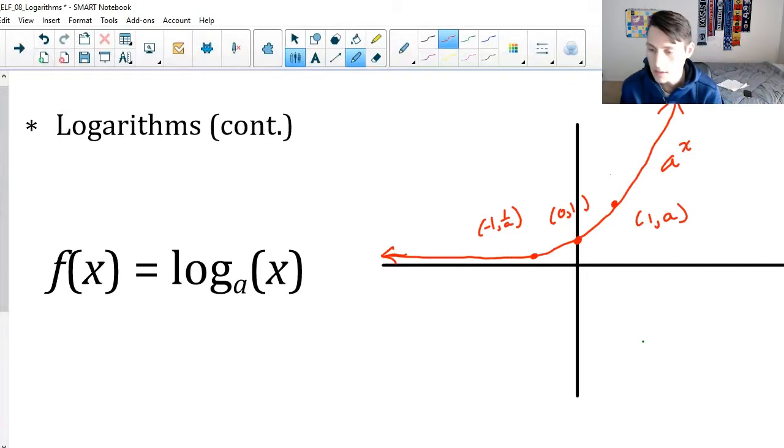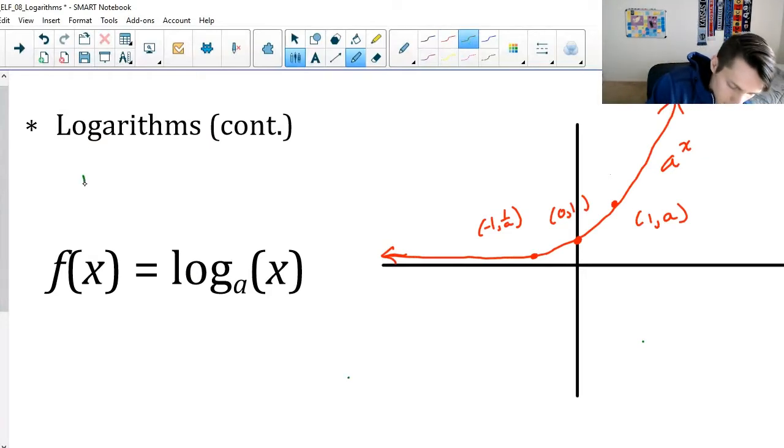This is a to the x. So it looked like this. Again, this is not the logarithm graph. This is the exponential graph. But hopefully remember, and I just said it actually a minute ago, logarithms are the inverses of exponentials.